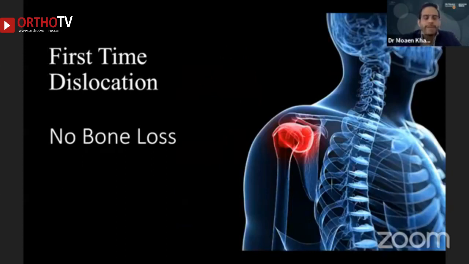So let's start off with the first-time shoulder dislocation. I think there's a lot of interest right now, with a number of recent studies that have come out on this topic. We'll do this in the context of no bone loss. Obviously it's possible to have a bony Bankart lesion with a first-time dislocation, but we'll talk about dislocations in which there are in general no bony defects.